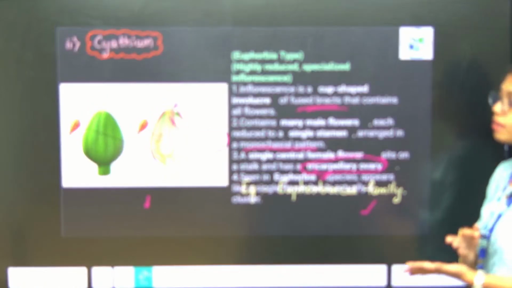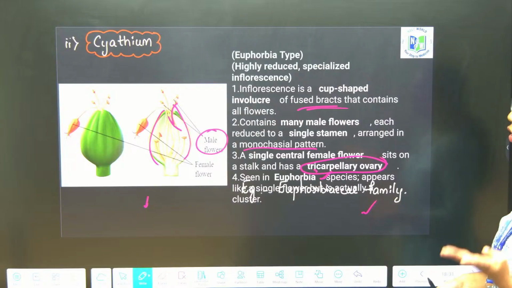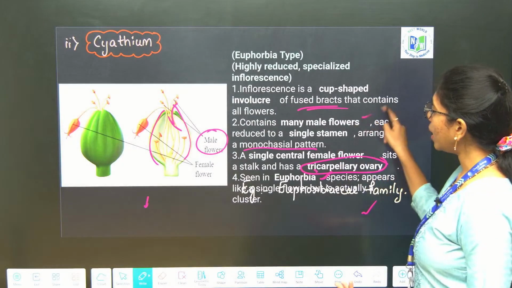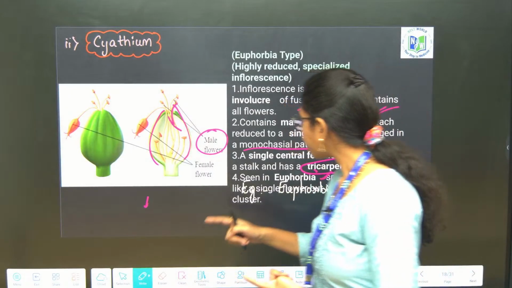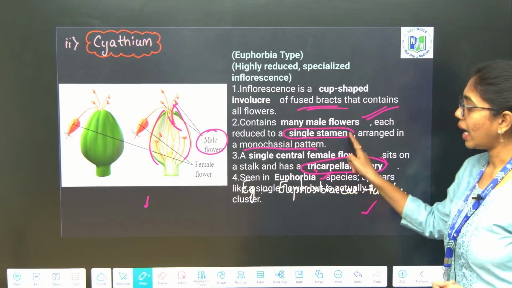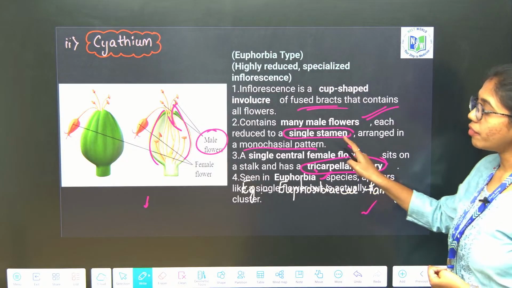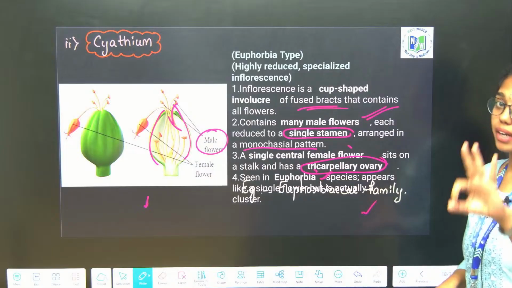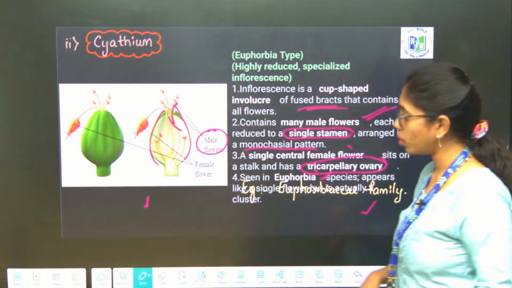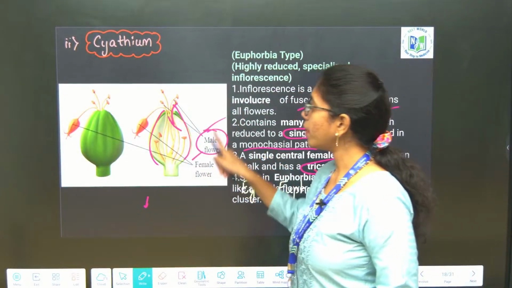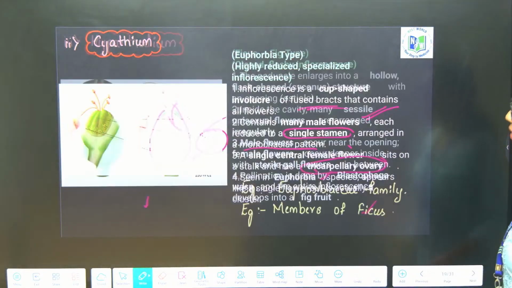What are the key takeaways that you have to remember from cyathium type of inflorescence? Observed in Euphorbiaceae family, many male flowers are present, each reduced to a single stamen, and these are arranged in what pattern? Monochasial pattern. A single central female flower is there, with a tricarpellary ovary. These are the points that you have to remember from the male flower and female flower of cyathium type of inflorescence, which is observed in Euphorbiaceae family.